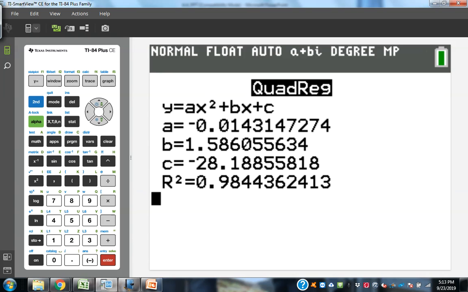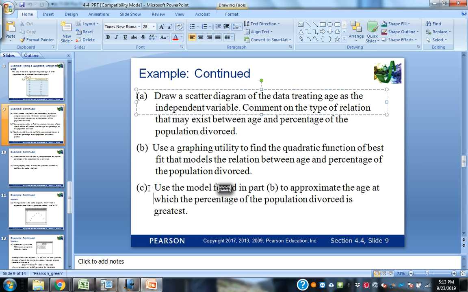Crank it out. It gives you the standard form of a quadratic, A, B, and C. This R squared tells me this fits really pretty good. 0.98 is a really good, strong R squared. That means it fits really, really close. Not perfect, but real close. And you would round that. Let's see what we round to here.